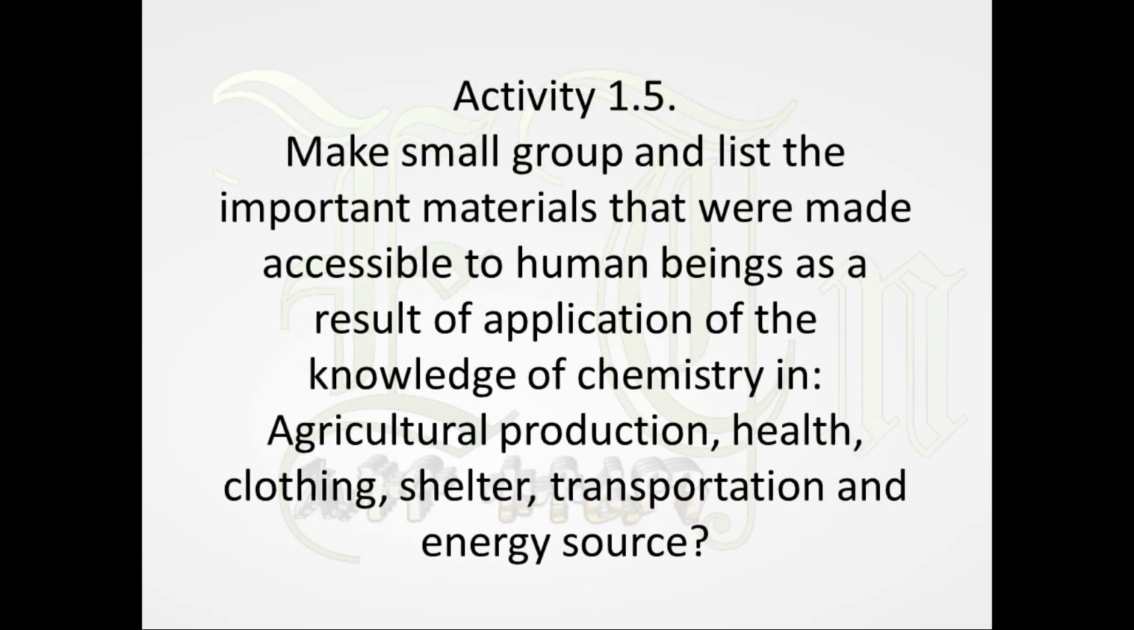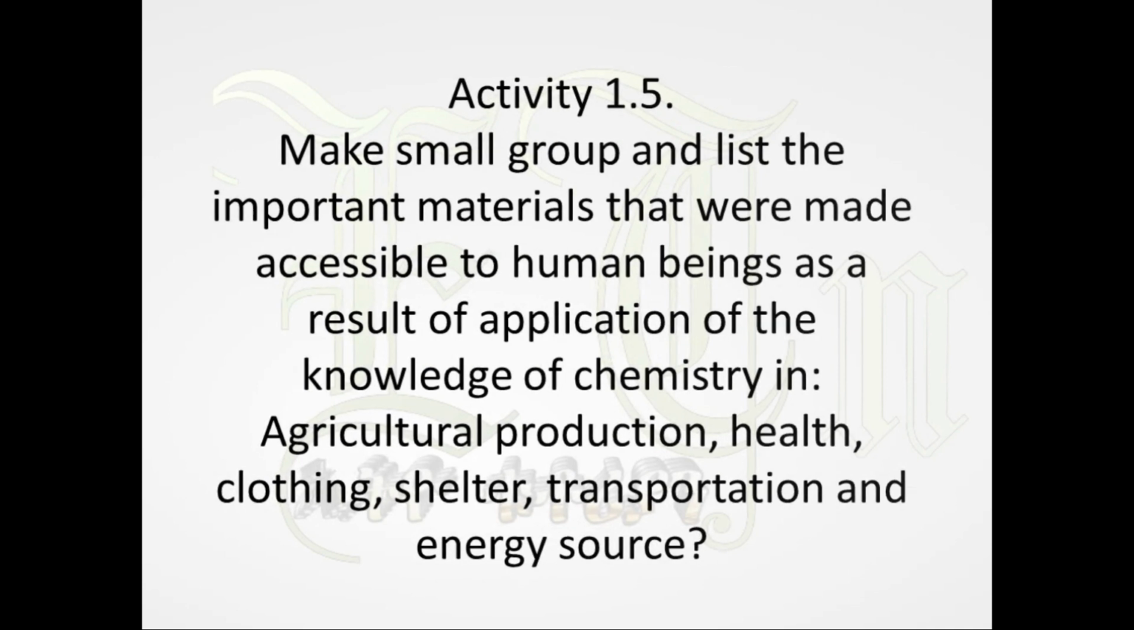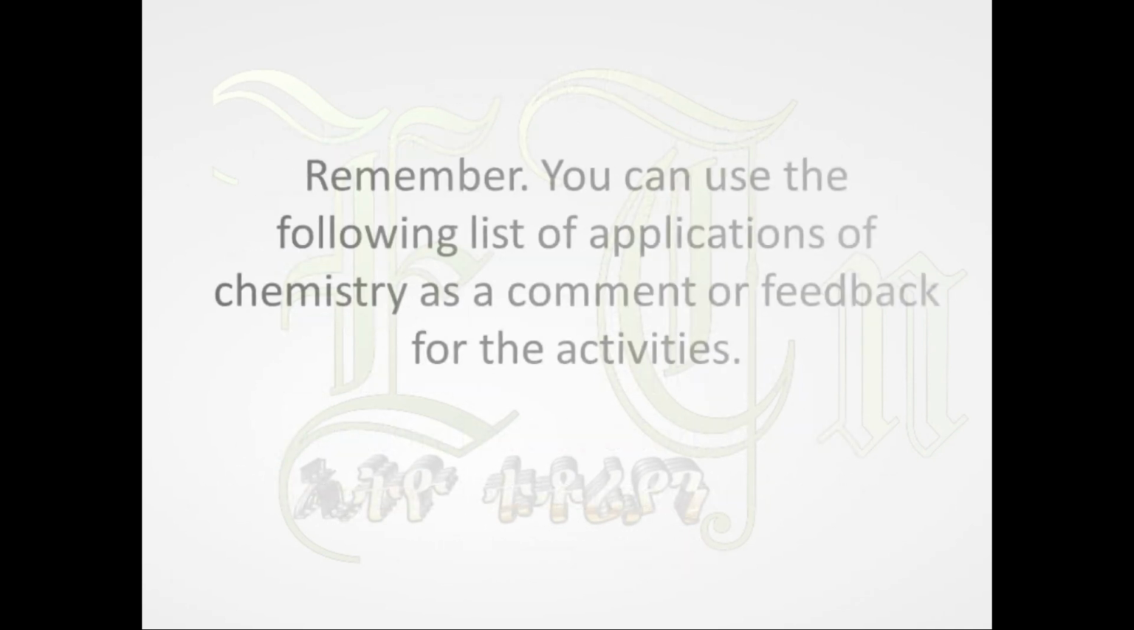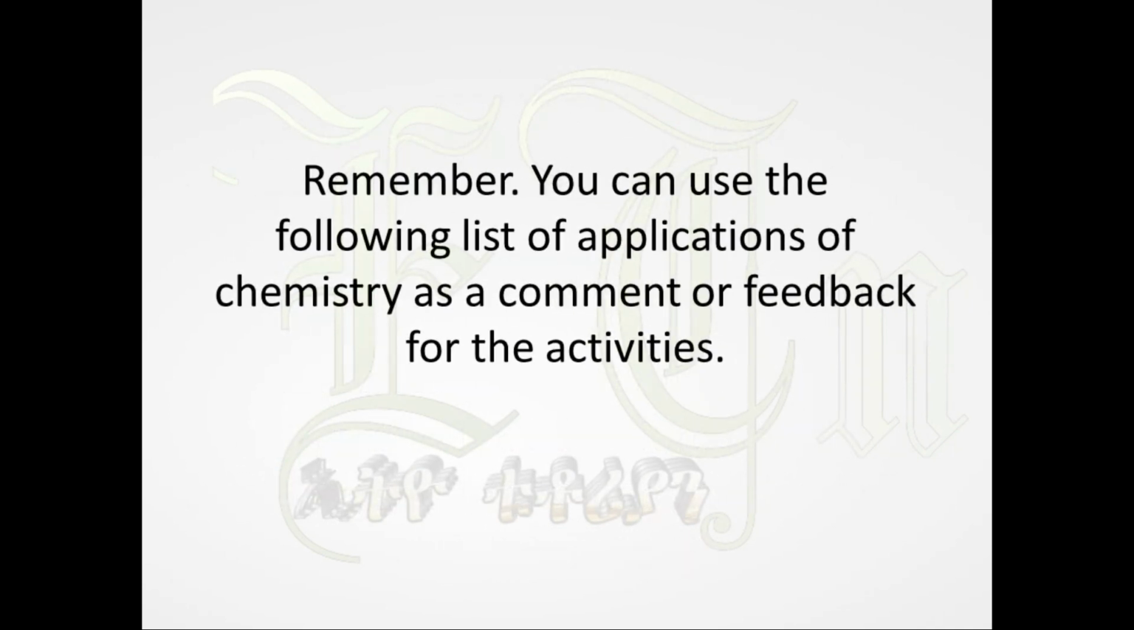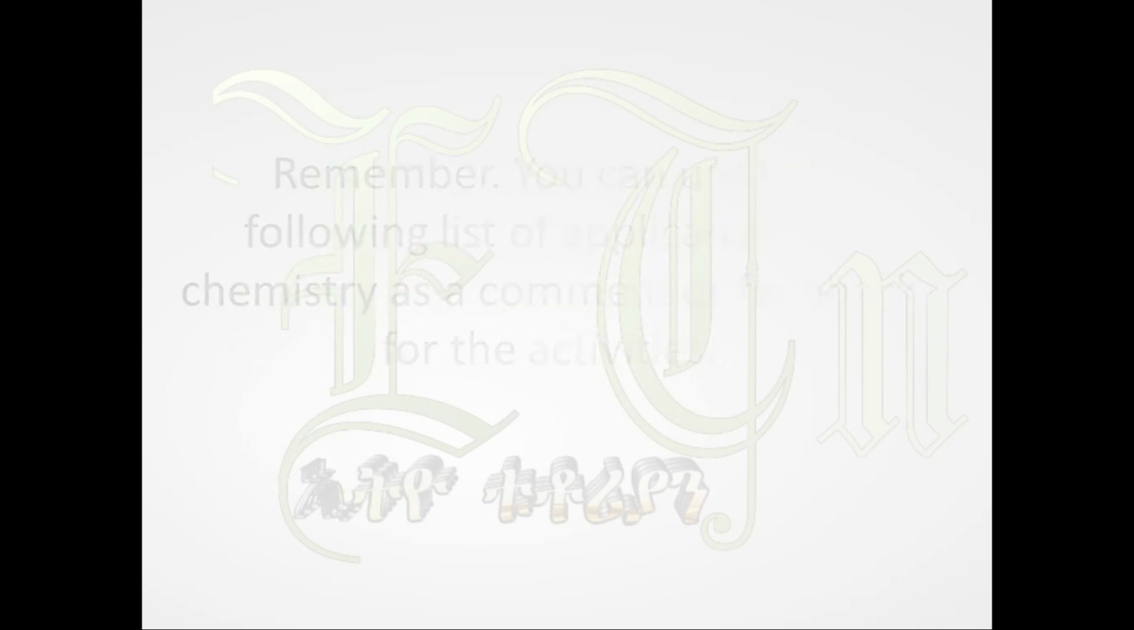Activity 1.5. Make small groups and list the important materials that were made accessible to human beings as a result of application of the knowledge of chemistry in agricultural production, health, clothing, shelter, transportation, and energy source. Remember, you can use the following list of applications of chemistry as a comment or feedback for the activities.